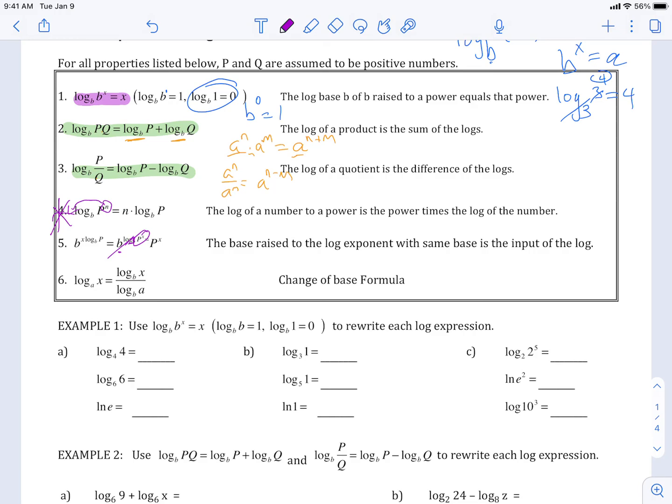And number 6 used to be a huge formula when I was in high school because our calculators weren't able to do what yours are able to do. And that's a change of base formula.